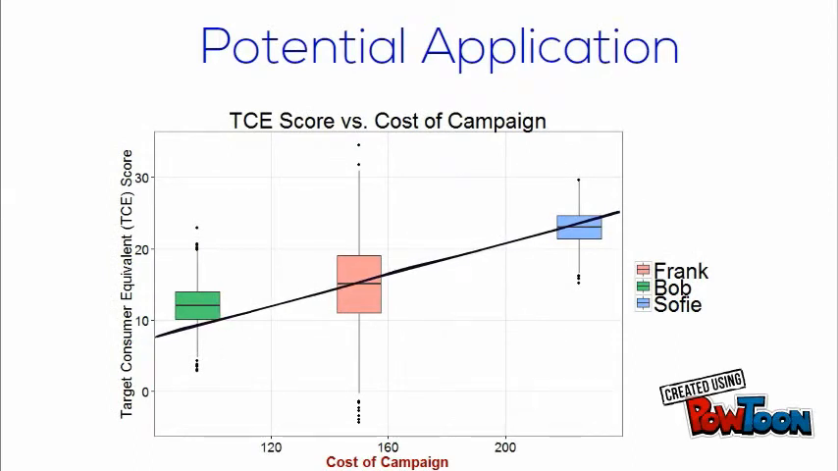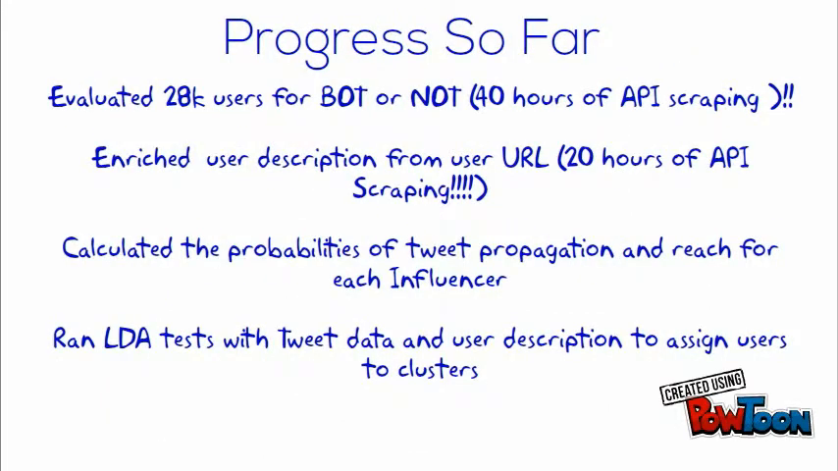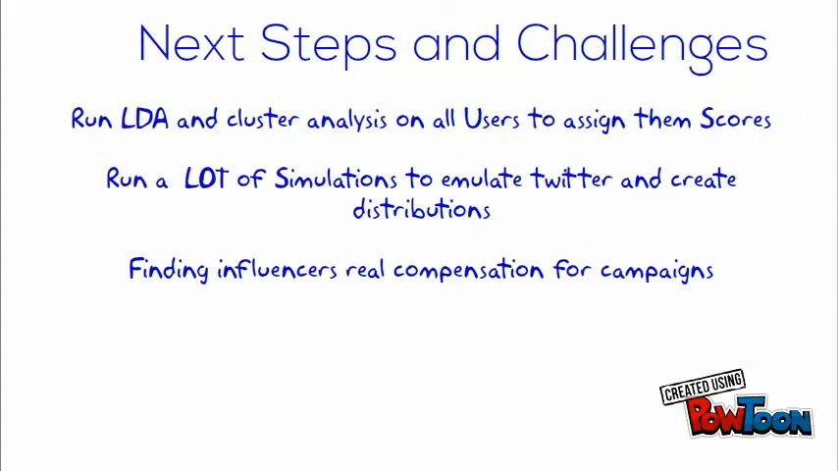So we've done a lot to date. We've scraped a lot off of the API for Bot or Not and URL. We've done a lot to calculate the probabilities of tweet propagation, and we've done this LDA analysis on a few initial iterations. Our next steps is to enhance our LDA process for all users, assigning them scores based on our full set of enriched information.